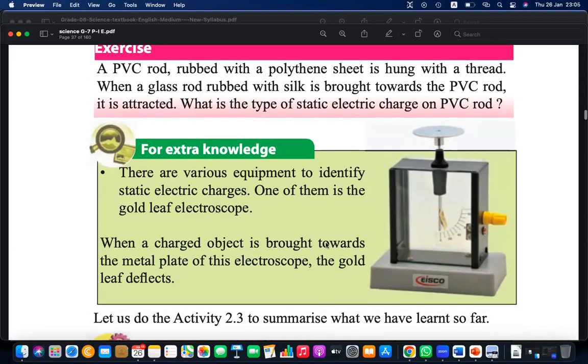So this is called the electroscope, right? The gold leaf electroscope. That can be used to measure the static electric charge, because it is a very small amount. No, you cannot use a voltmeter, or an ammeter or a galvanometer, because this is very small, and you will not be able to light up a bulb or something using this, right?